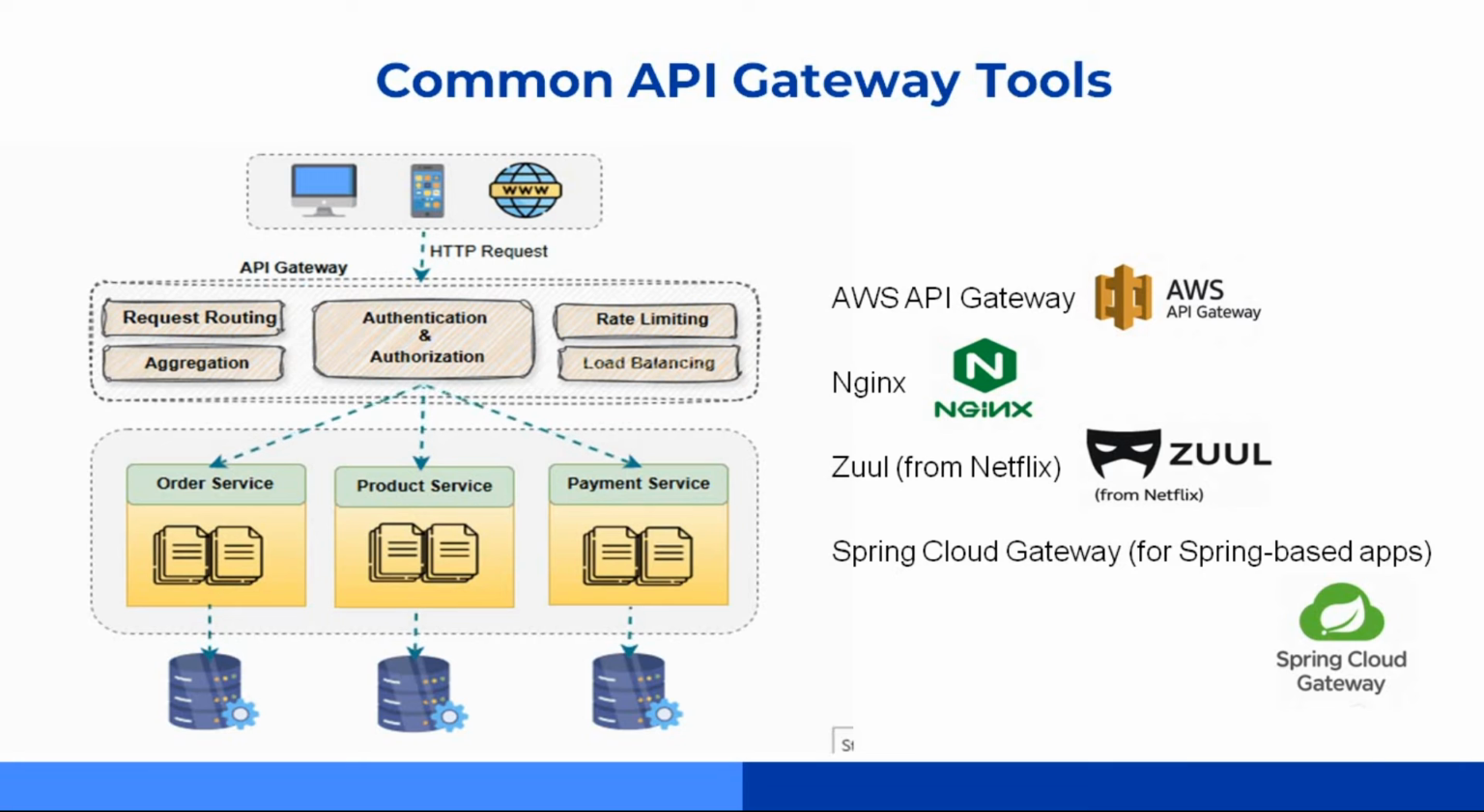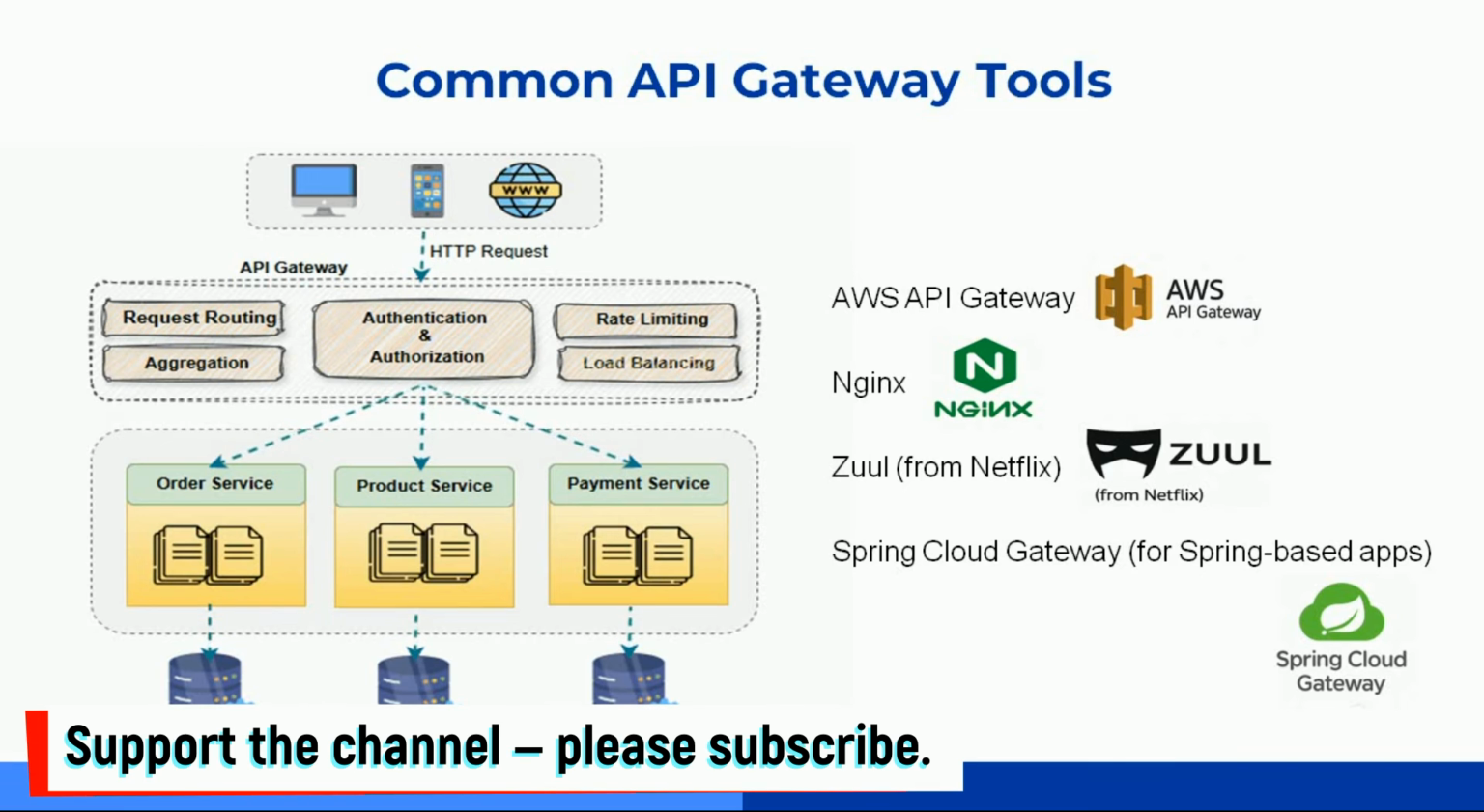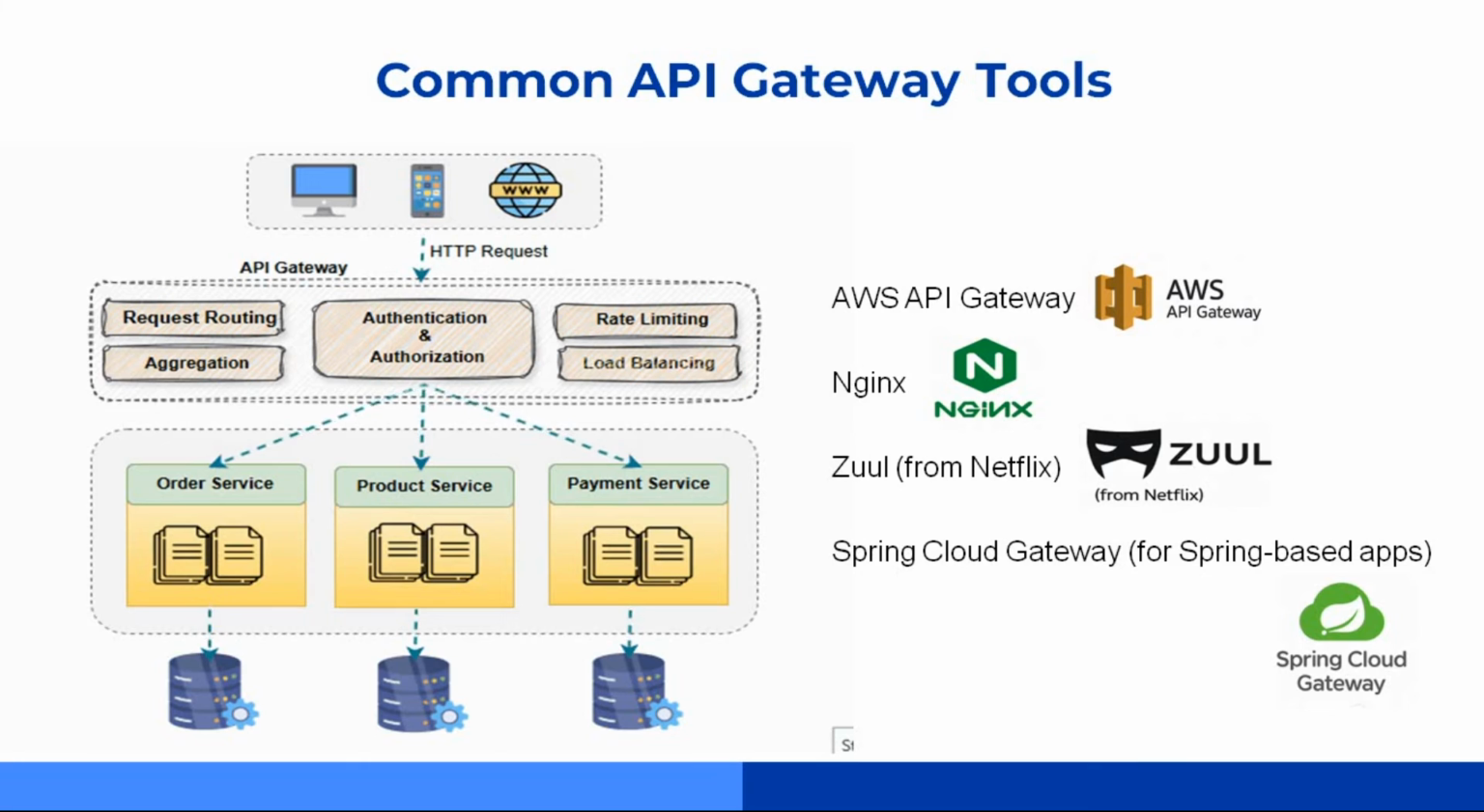Number 2, Nginx. Now Nginx is a very popular open source web server, but did you know it also works really well as an API gateway? It's super lightweight, fast, and extremely configurable. You can use it to do request routing, caching, load balancing, and even add security filters. If you're someone who wants full control and you're okay managing your own infrastructure, Nginx is a solid choice.